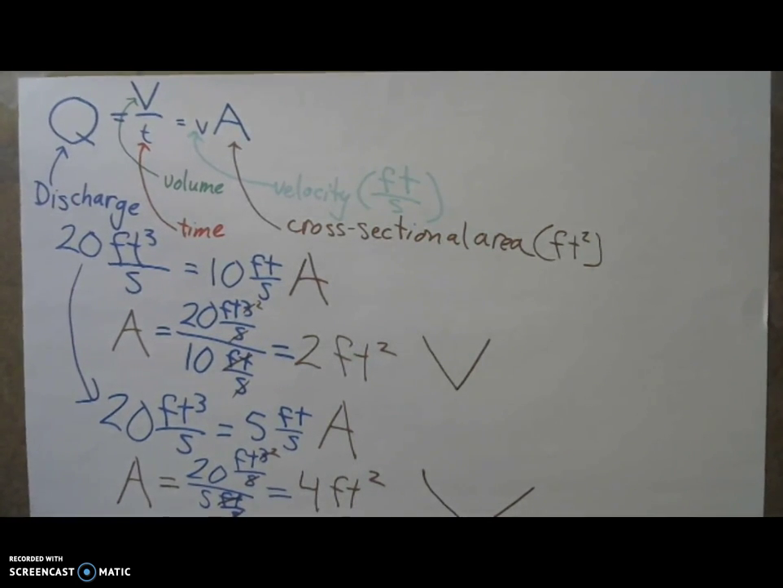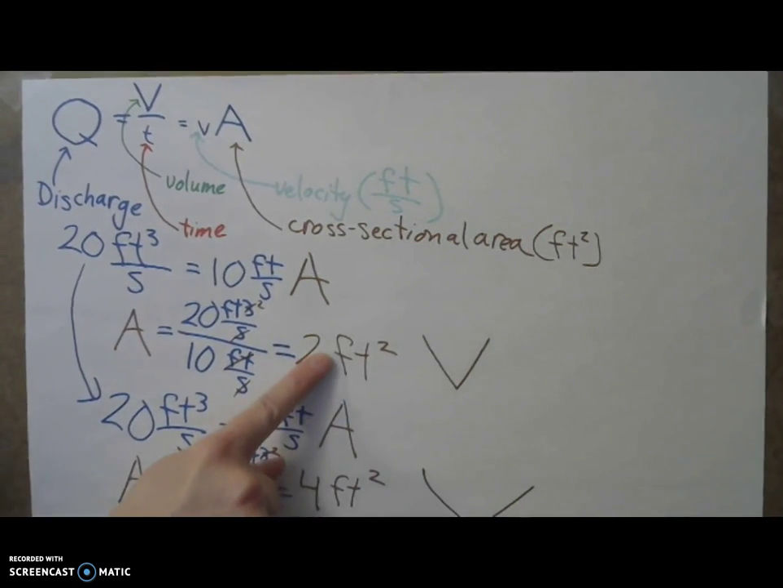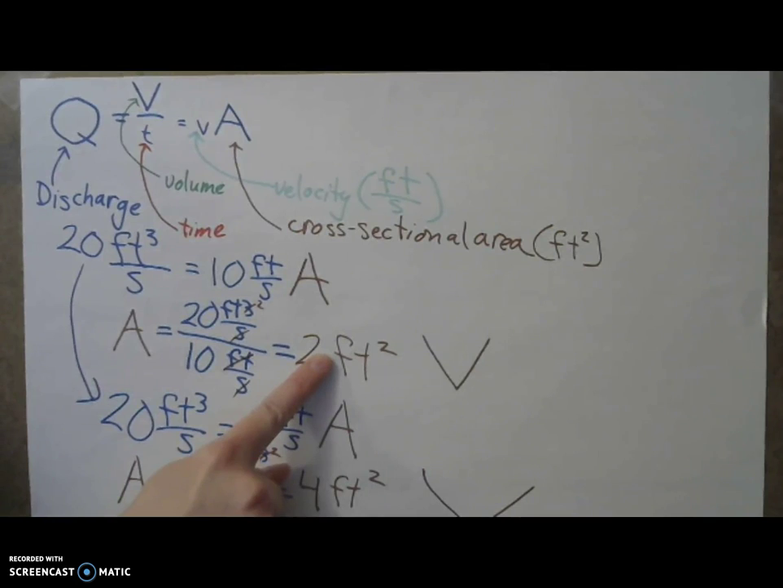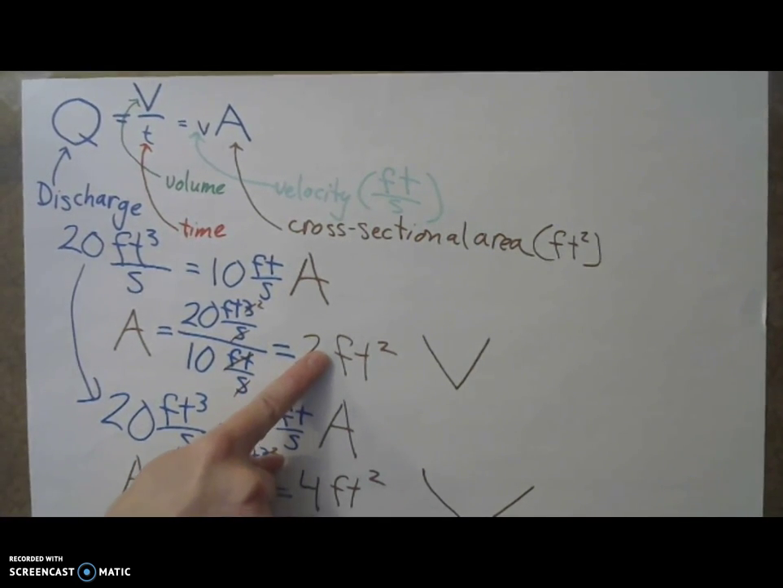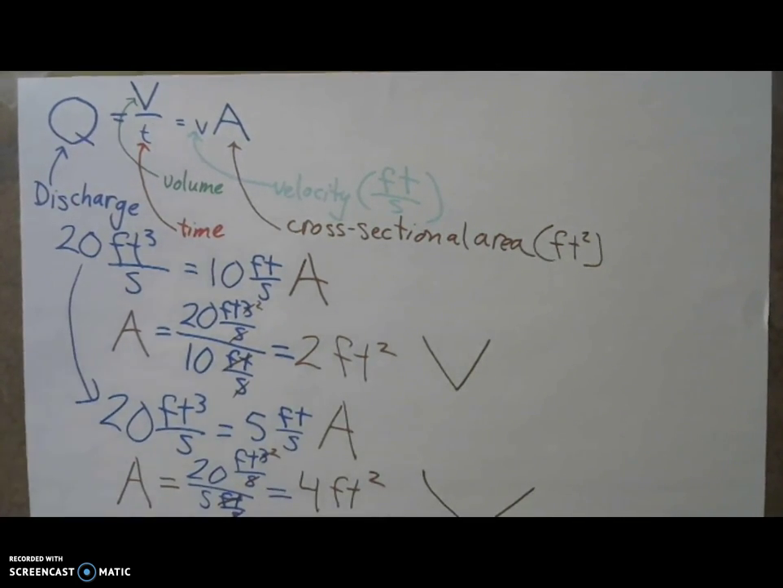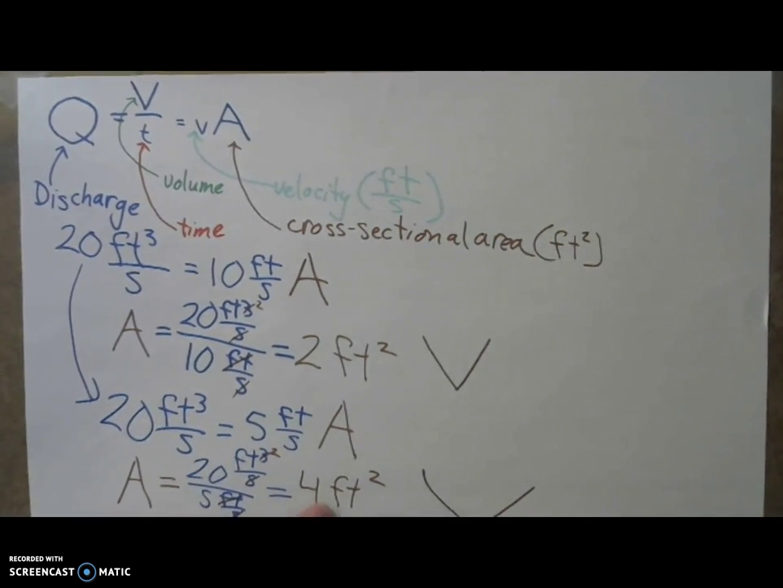Does that fit the numbers? Discharge, constant. Fast velocity means smaller cross-sectional area, which has a dimension of width. So a slow velocity means a larger cross-sectional area. Yeah. Do you believe me? Does this fit with your real-world experience?